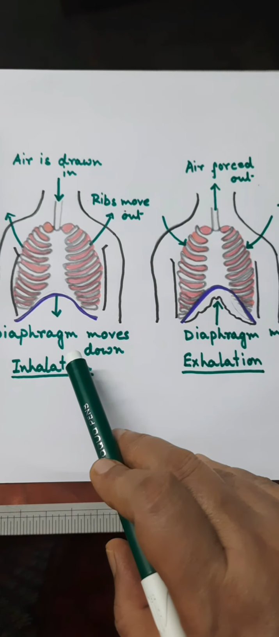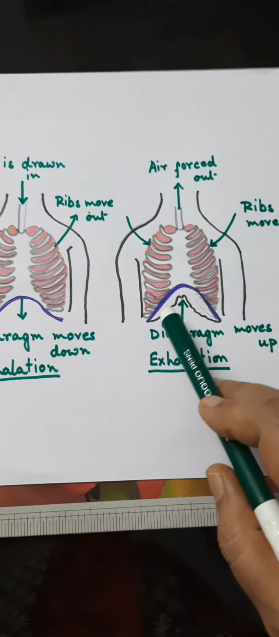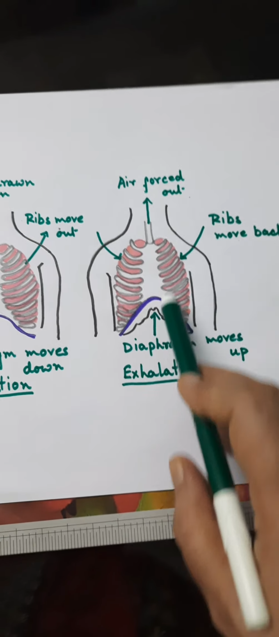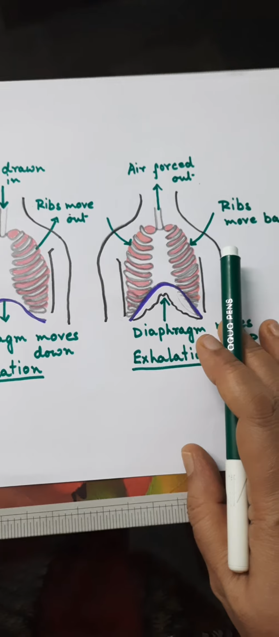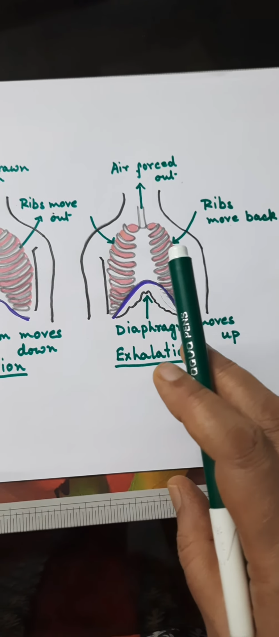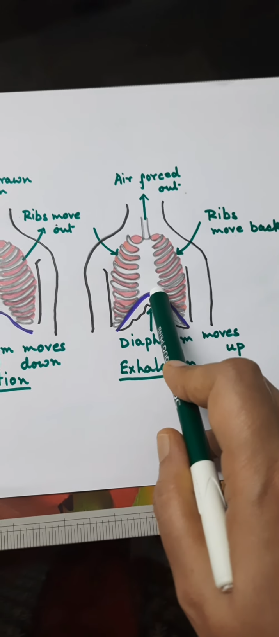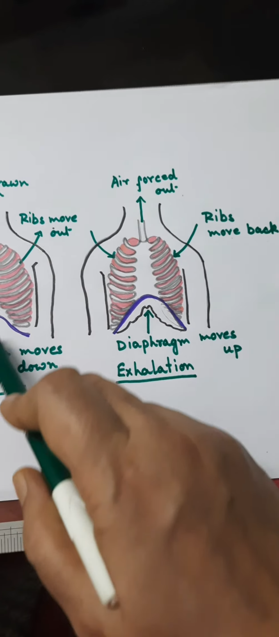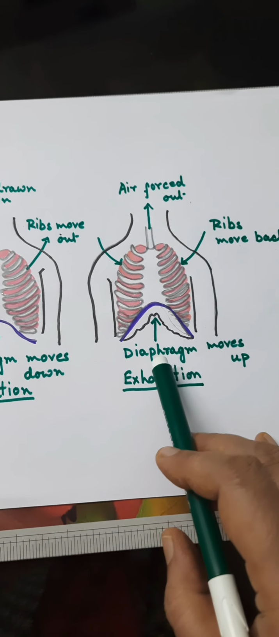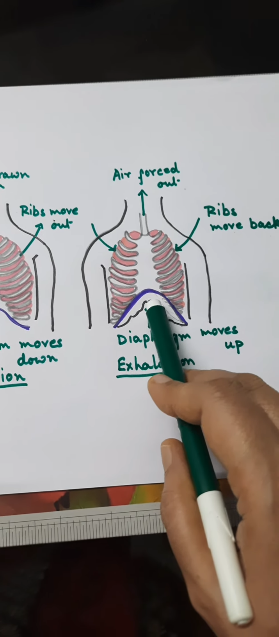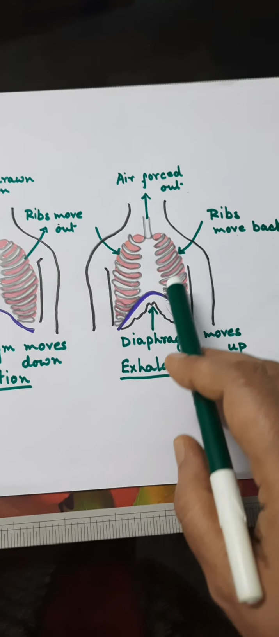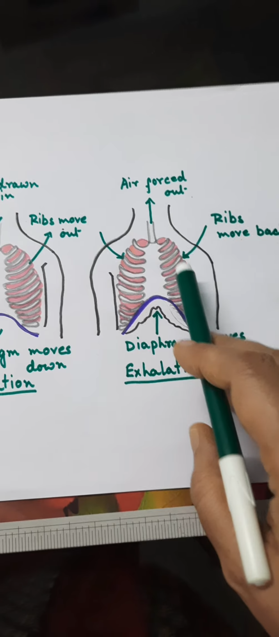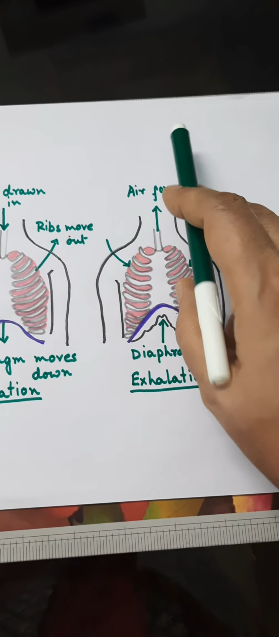During exhalation, ribs move down and inwards, while the diaphragm moves up. During inhalation, it moves down, and during exhalation, it moves up to its former position. This reduces the size of the chest cavity and air is pushed out of the lungs.